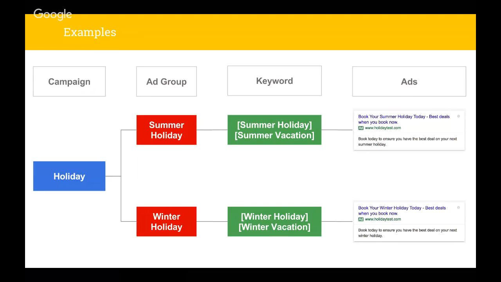So splitting that up is important because it helps you to keep an overview of what's where, but also to ensure that the keywords are closely related to the ads, to the landing pages, and have a lot of structure in that.